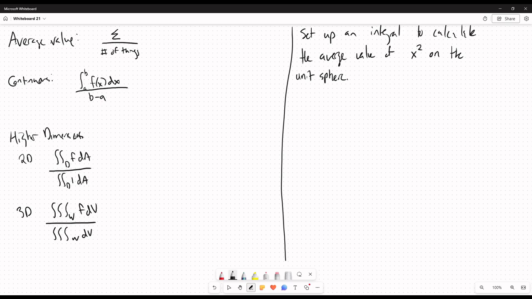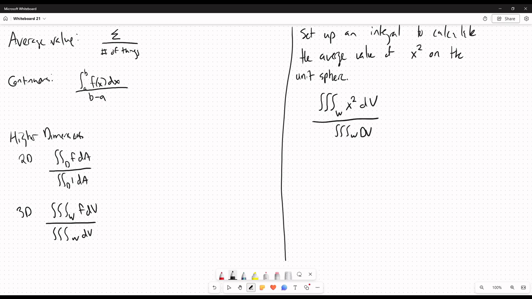So now we're going to look at an example. We're going to set up an integral to calculate the average value of x squared on the unit sphere. What am I going to want to do? We have a three-dimensional region we're integrating over. So I'm going to be integrating over the sphere, we'll let W be the sphere, of the function x squared dv, all of that over the integral of W dv.